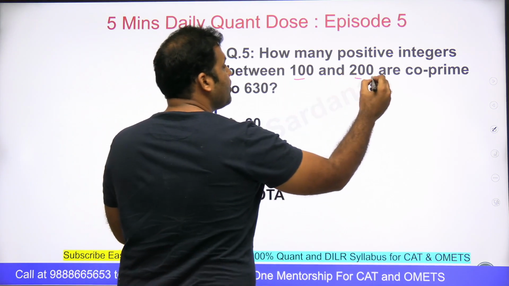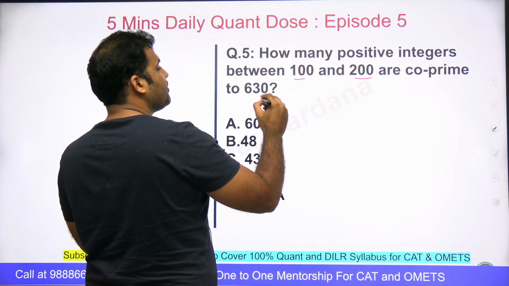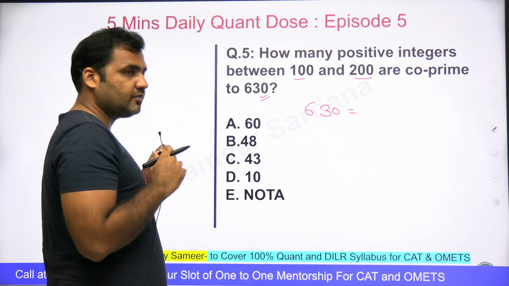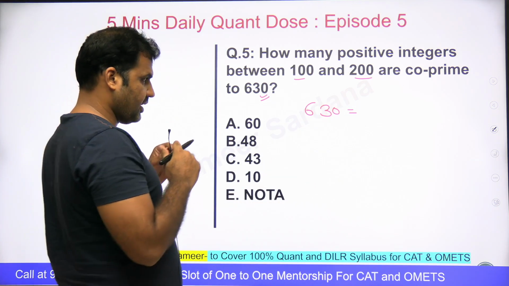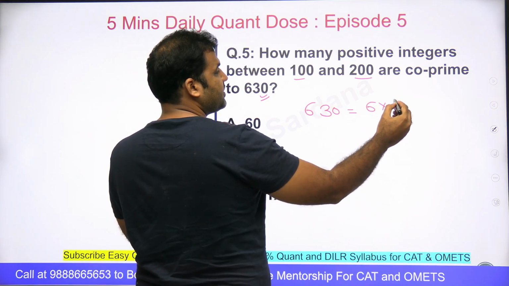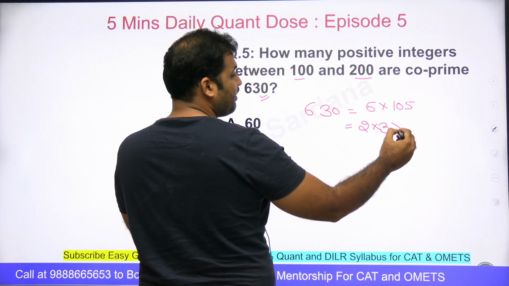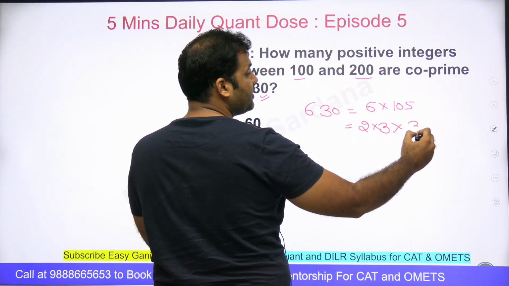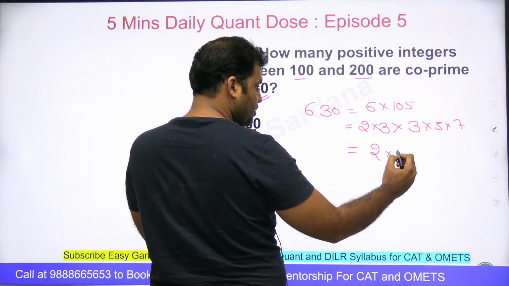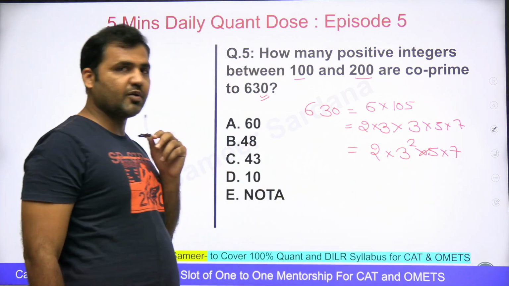So how many positive integers are there between 100 and 200 which are co-prime to 630? Guys, look at this number. If you look at 630 and do the factorization, this is 6 into 105, which is 2 multiplied by 3 multiplied by 105, and 105 is made of 3, 5 and 7. So finally, the factorization would be 2 multiplied by 3 power 2 multiplied by 5 into 7. This is the factorization form of this number.